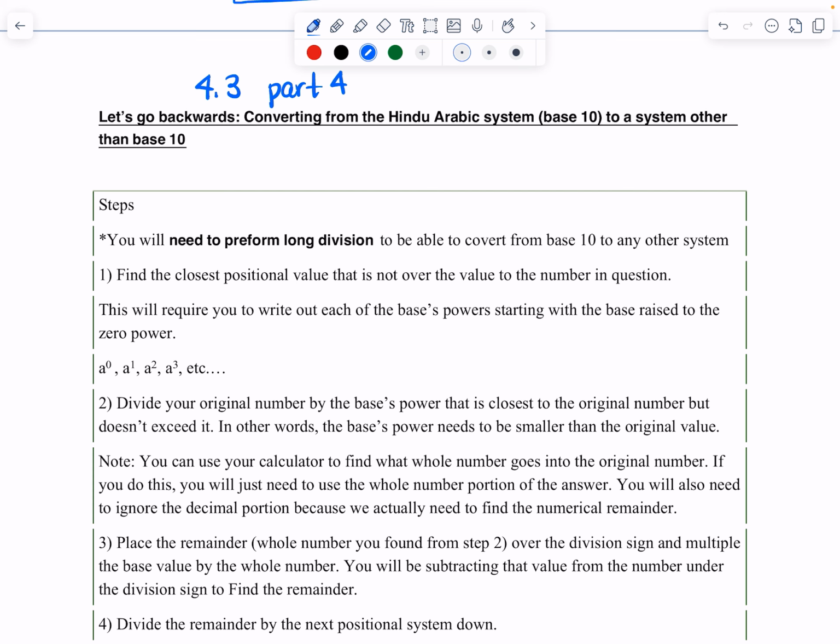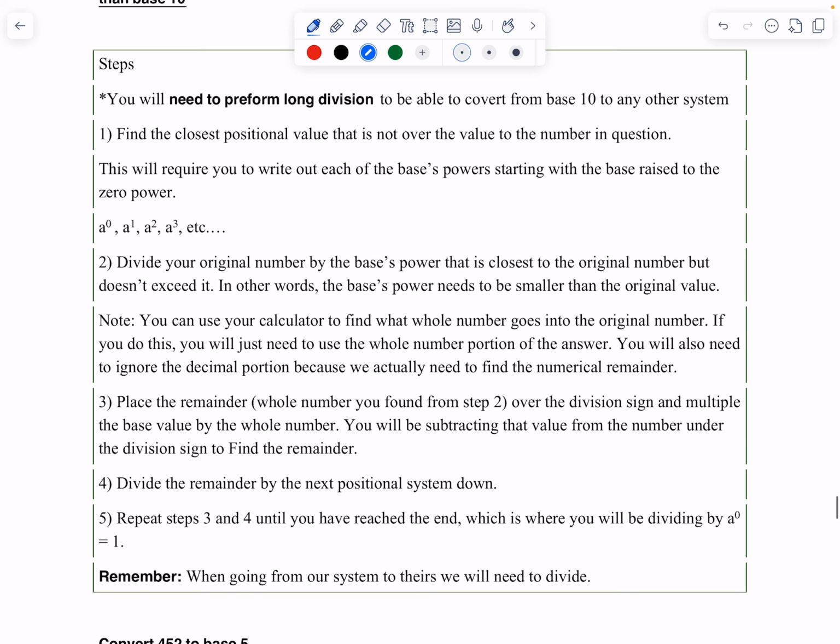For these steps, you're going to need to perform long division to convert from base 10 to any other system. You're going to find the closest positional value that is not over the value of the number in question. This will require you to write out each of the base's powers, starting with the base raised to the 0 power, etc. Then we're going to divide that original number by the base's power that is closest to the original number but doesn't exceed it.